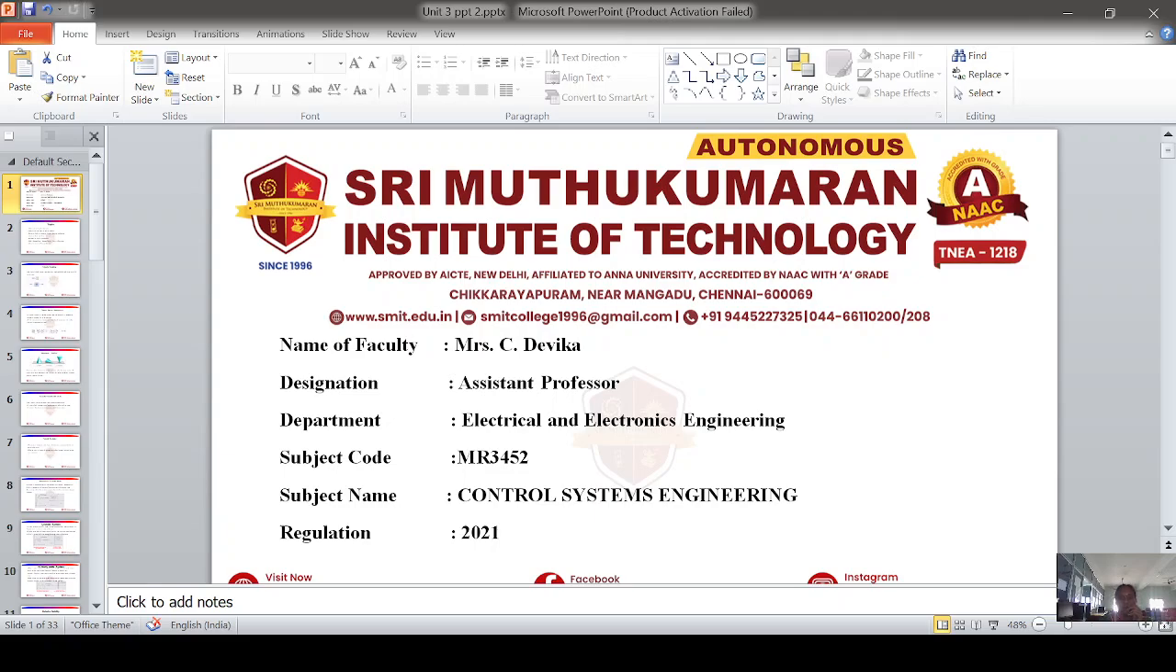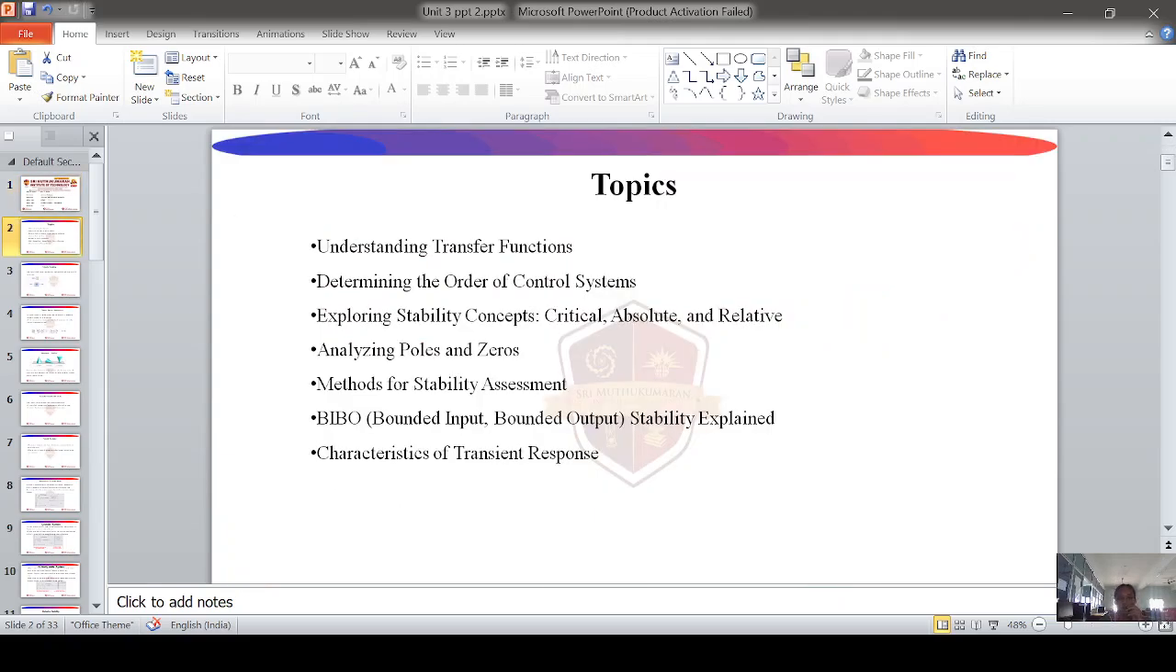Today we have discussed the subject MR3452 Control Systems Engineering for 2021 regulations. Today we have discussed the topics: understanding transfer functions, determining the order of control systems, exploring stability concepts, that means critical, absolute, and relative, analyzing poles and zeros, methods for stability assessments, BIBO stability explained, and characteristics of transient response.